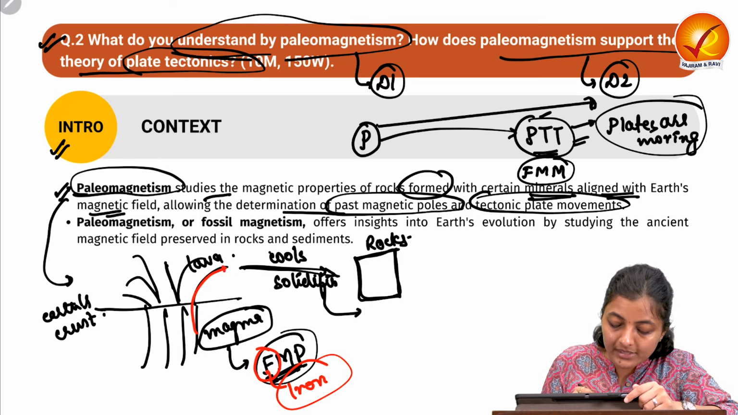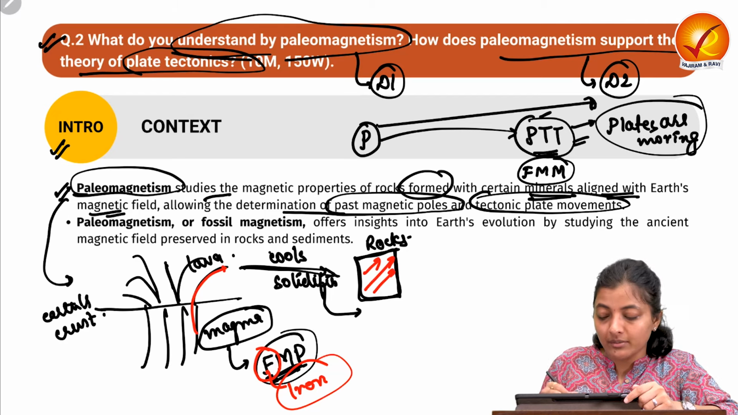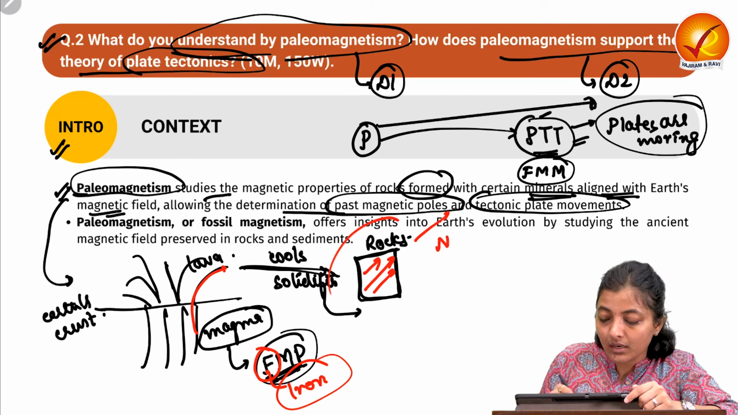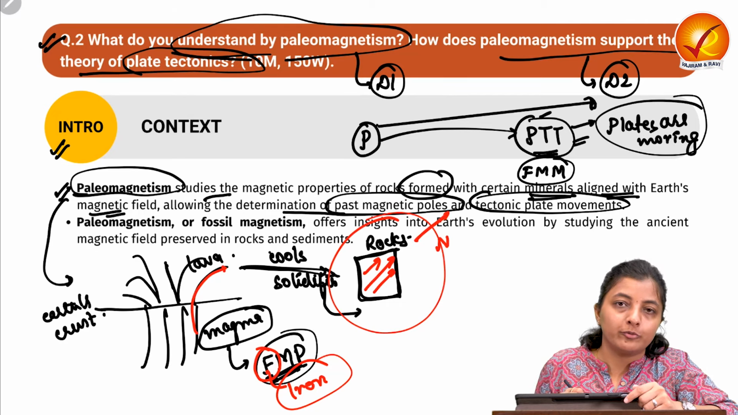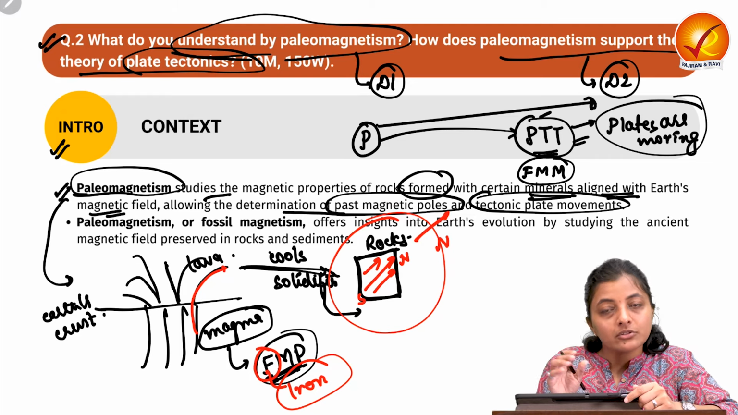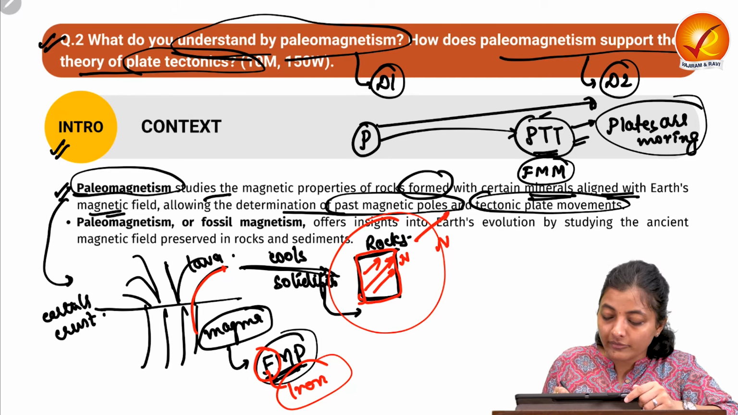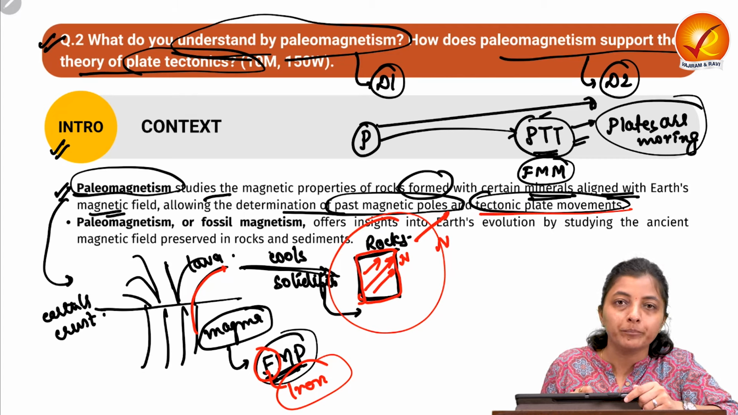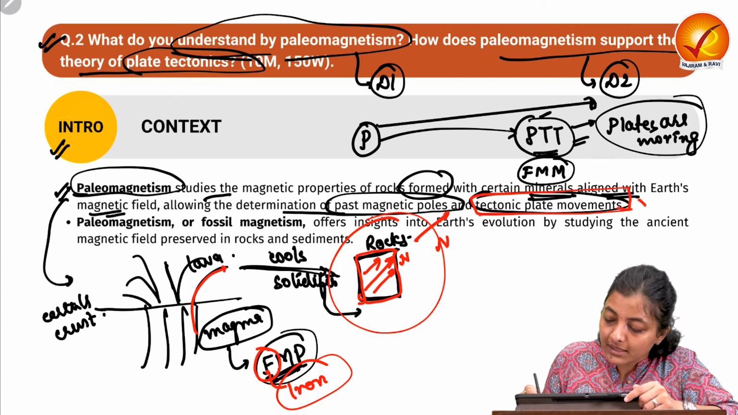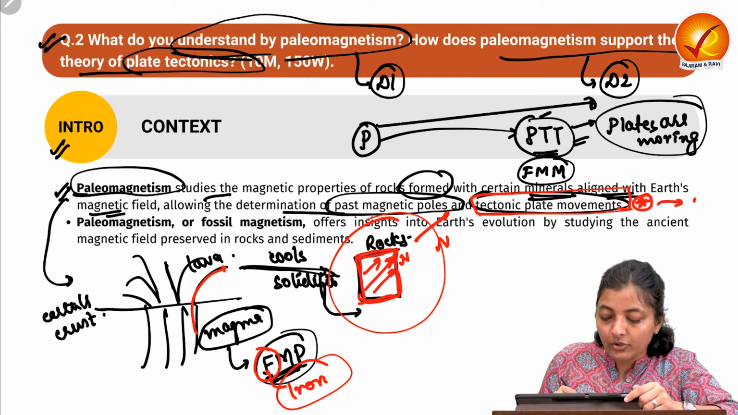So then it comes out on the surface. It also aligns into the direction of the Earth's magnetic north pole. This direction is north-south. So this is paleomagnetism, that we are studying these rocks to know about the information of the past magnetic poles or the tectonic plate movement. We will study this in the body part. So this is paleomagnetism.